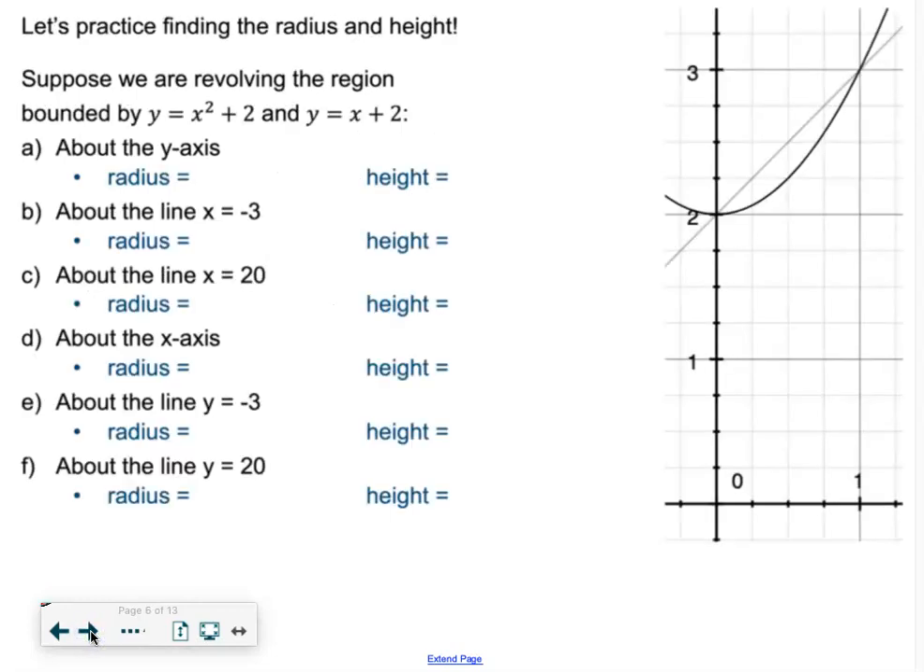Okay, so we're going to do this one. We're going to do it 6 times. So we have a region bounded by y equals x squared plus 2, that's this parabola, and y equals x plus 2, that's this line. So this is our region, our bounded region. I'll just write, this is y equals x plus 2, and this is y equals x squared plus 2.